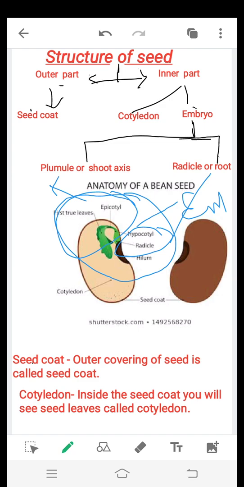Inside the seed coat, you will see the seed leaf called cotyledon. So seeds may be dicot or monocot. When a seed has only one cotyledon, it is called a monocot seed. When a seed has two cotyledons, it is called a dicot seed.